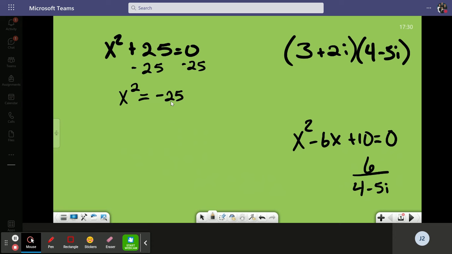So I run into a problem. If I'm going to take the square root of both sides, what's going to be the square root of a negative 25? So I'm going to break that into 25 and the negative 1, right? What was the square root of negative 1? So it's going to be 5i, right? X is equal to 5i. Remember, we can't have a negative under the radical, so they came up with those imaginary numbers that we can use so that we can deal with it when it shows up.